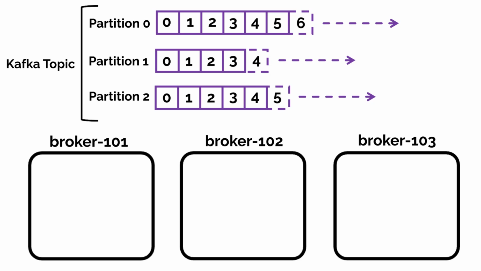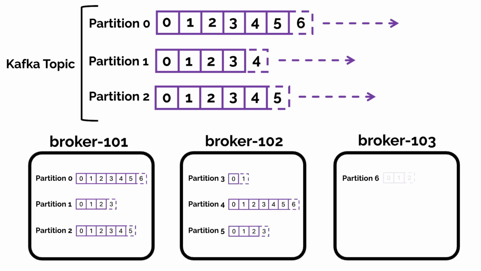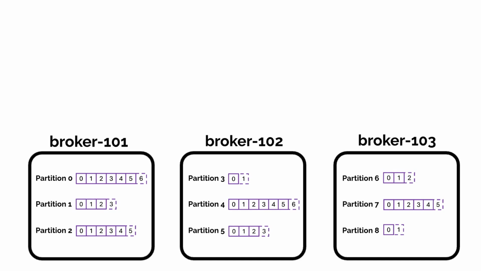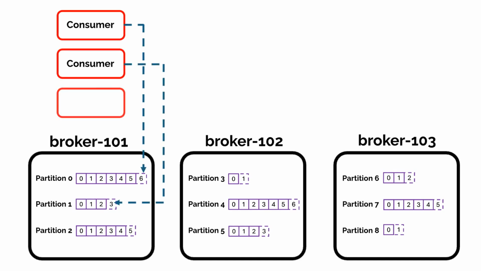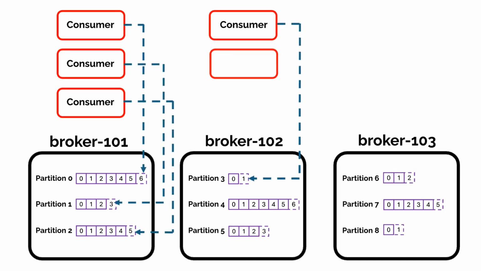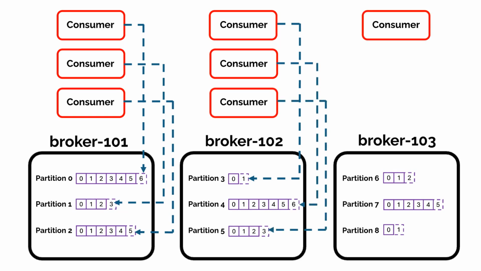For example, you can scale a Kafka topic to 9 partitions distributed across 3 Kafka brokers. This ensures that the message processing is not limited by the I/O capacity of a single broker. If you need to handle millions of messages per second, Kafka can easily manage this by increasing the number of partitions and consumers. More partitions allow for higher throughput by enabling multiple consumers to read messages in parallel.